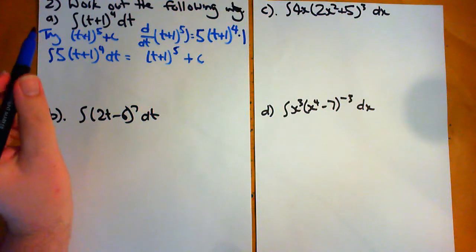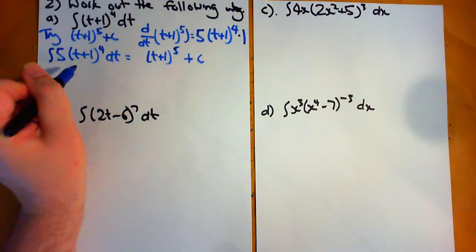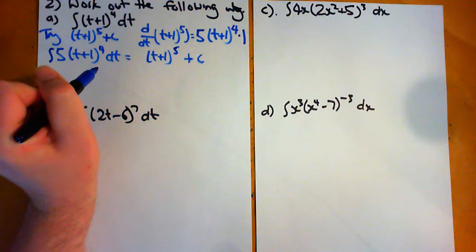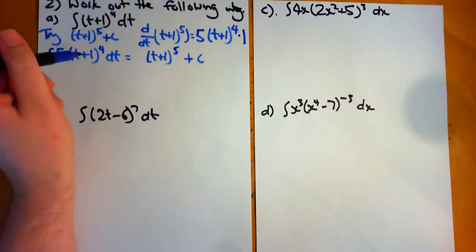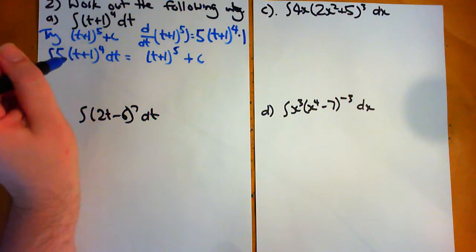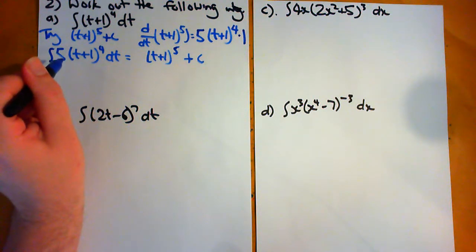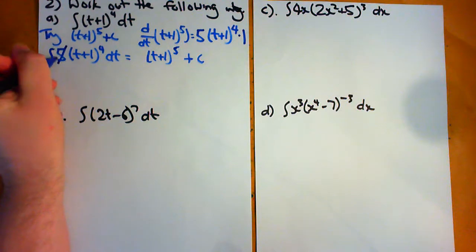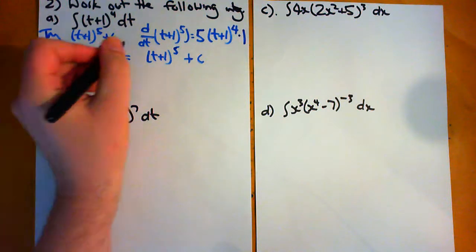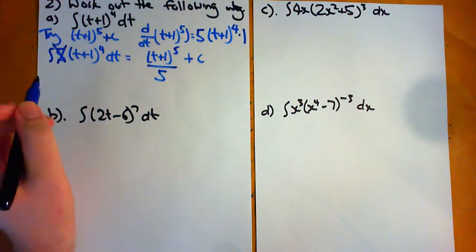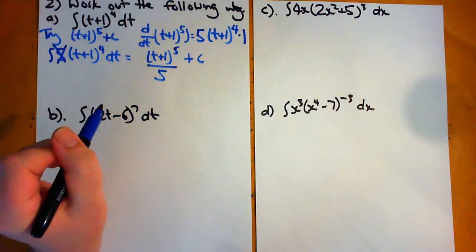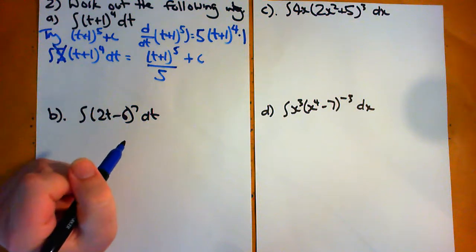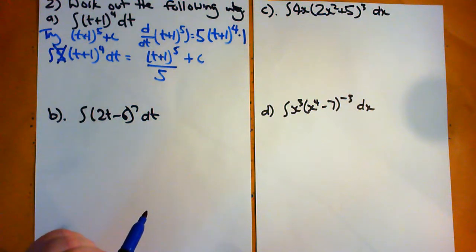Now let's compare what we've got the integral of here with what we're actually trying to integrate, which is t plus 1 to the power of 4. So we've got the t plus 1 to the power of 4. The only thing is that we don't want this times 5, so we can get rid of the times 5 by dividing by 5. So we've got that the integral of t plus 1 to the 4 dt is t plus 1 to the 5 over 5 plus our constant. We have our answer there.